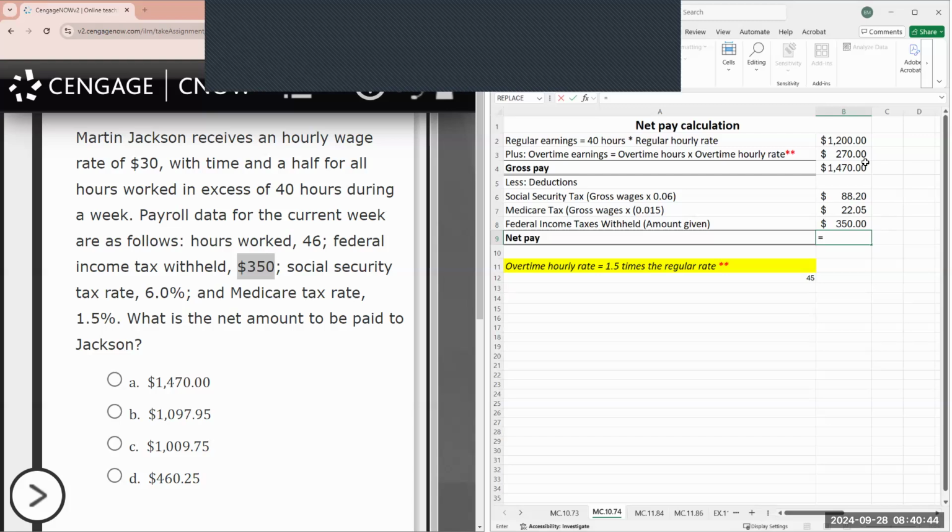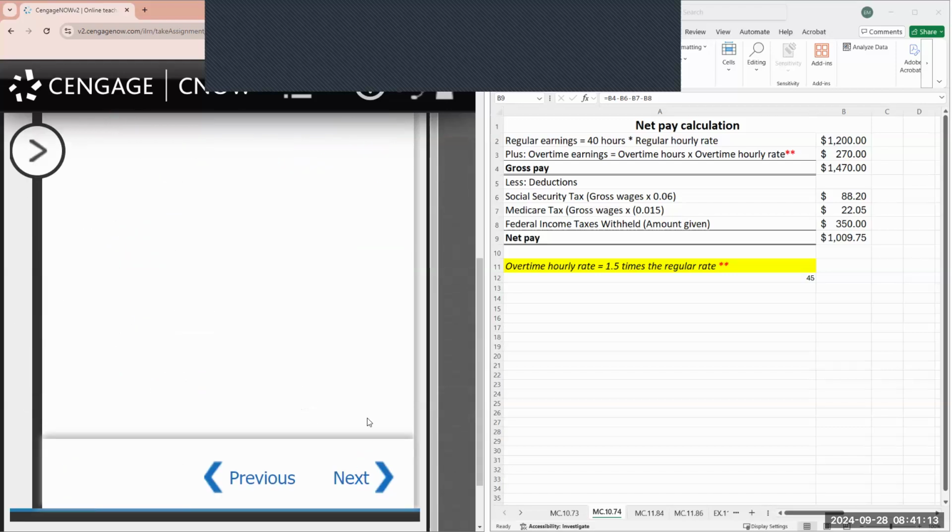So in order to determine our net pay, it is the gross pay minus our deductions, which is our Social Security tax, gross wages multiplied by 6%, minus our Medicare tax, gross wages multiplied by 1.5%, minus the federal income taxes withheld, and that amount is given in the problem. So based on that, the net pay is $1,009.75.